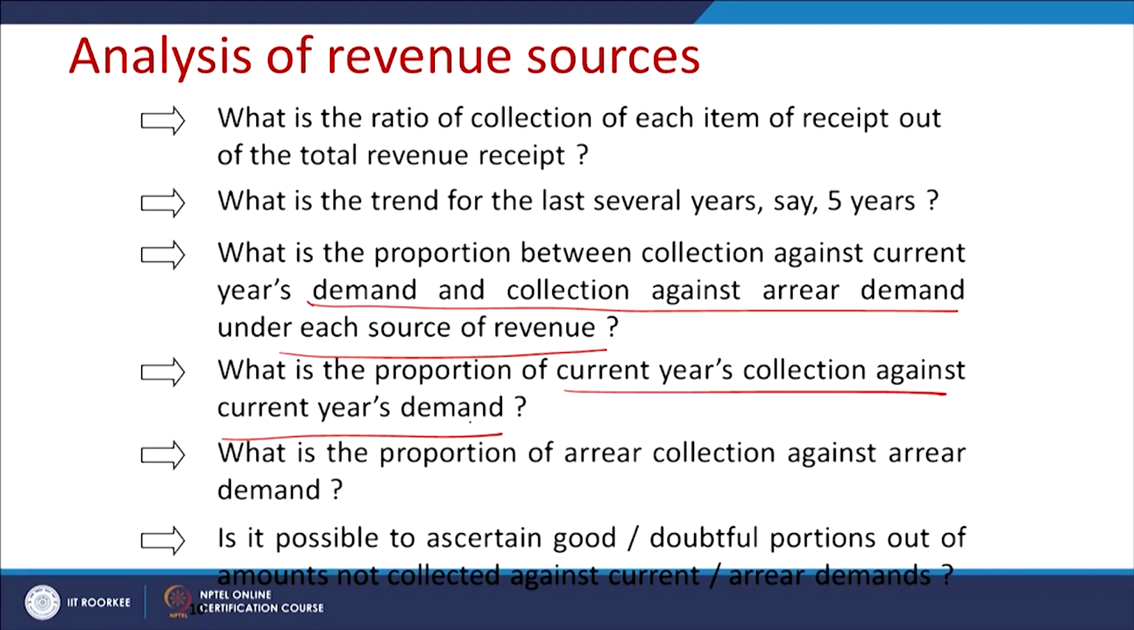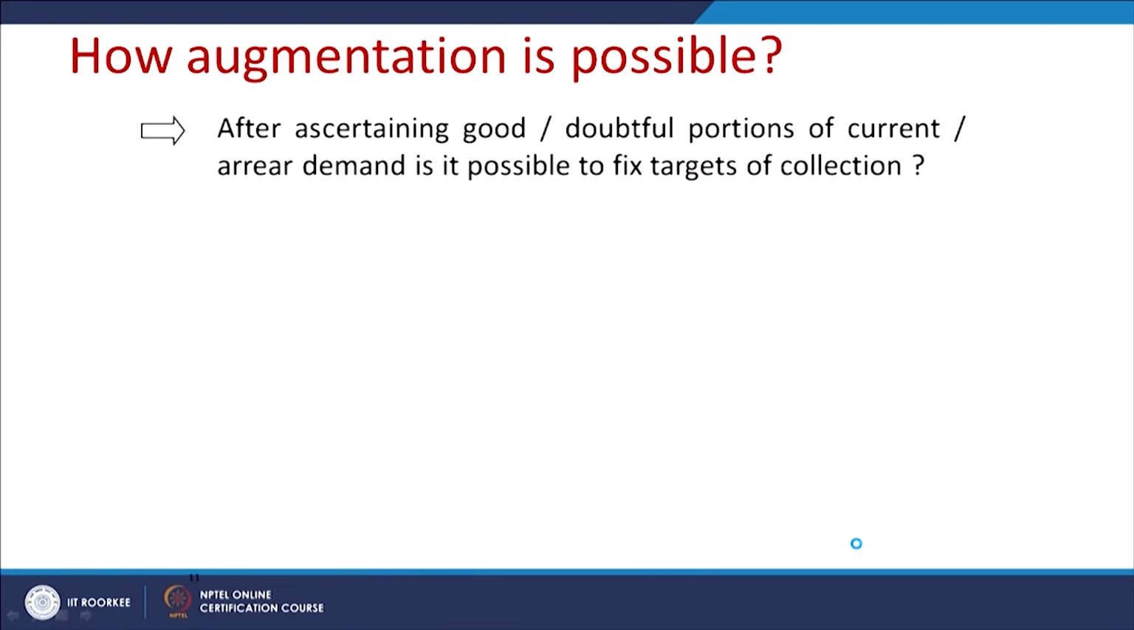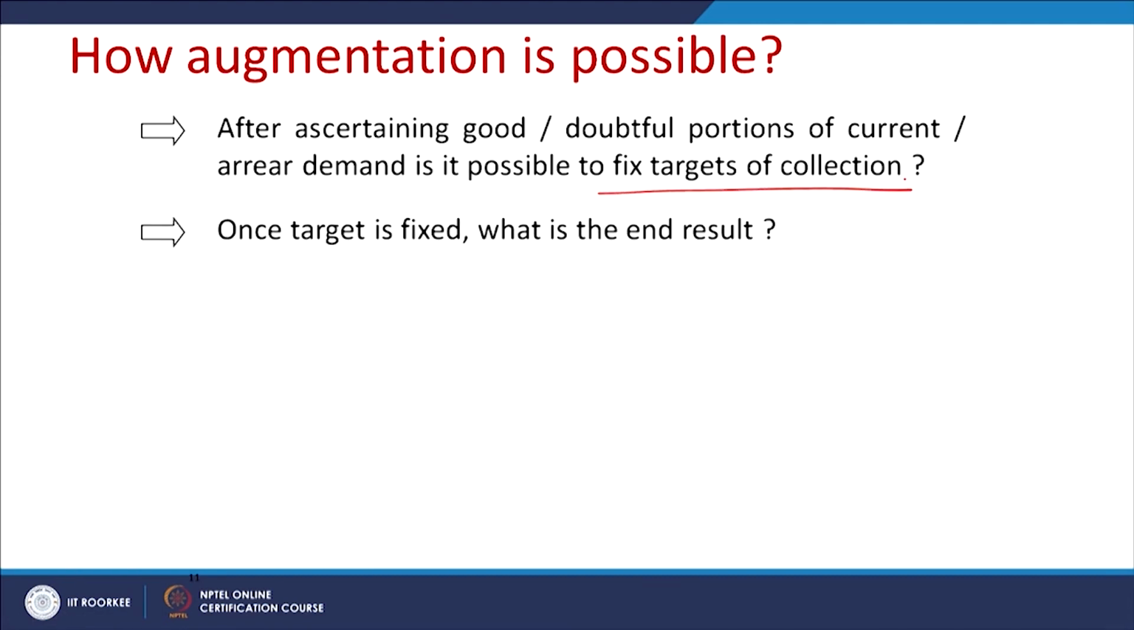And is it possible to ascertain good and doubtful portions out of the amounts not collected against current and arrear demand? So, please ascertain if there is a doubtful collection or portion. Based on these questions, now how can we augment the revenues? After ascertaining good and doubtful portions of current and arrear demand, is it possible to fix a target for collection? The answer is yes, I will tell you how to do it. Once the target is fixed, what is the end result?